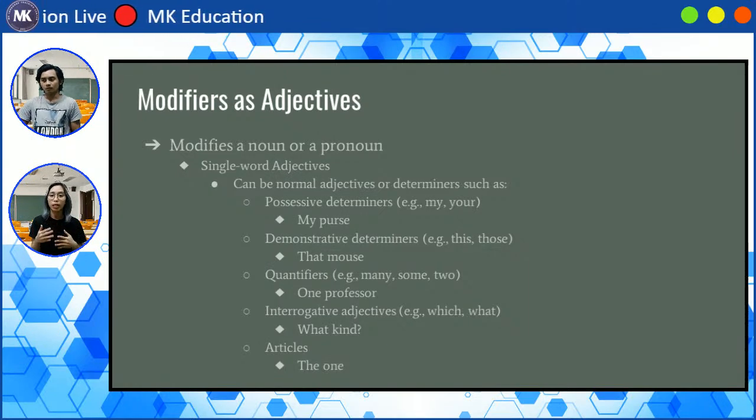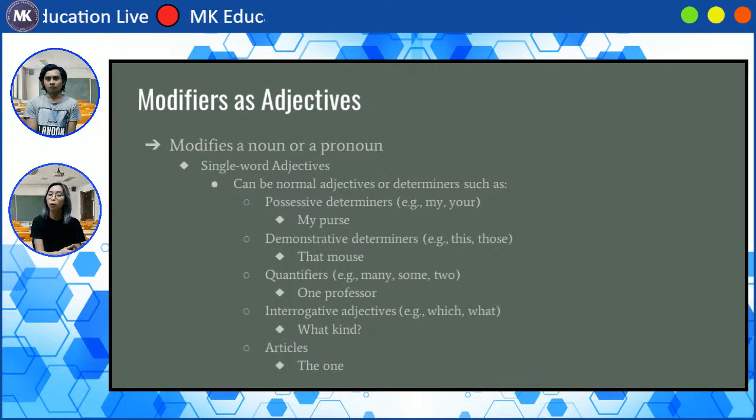So there can be categories in that. We have different types of modifiers as adjectives. The first one is single word adjectives. They can be normal adjectives or determiners, okay? Such as possessive determiners, e.g. my, your. For example, we have my purse, okay? So there's a possessive determiner and it modifies the word purse. Second, we have demonstrative determiners, e.g. this, those. For example, we have that mouse. So our determiner is that, and it modifies the word mouse.